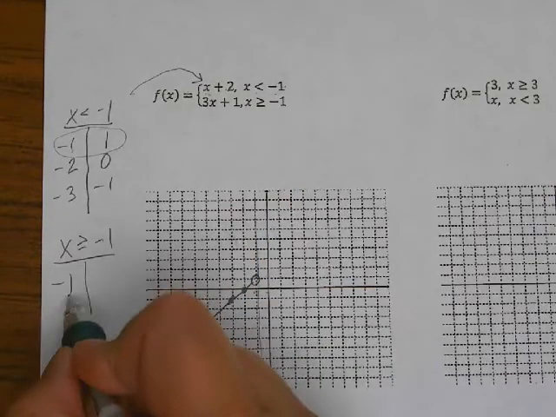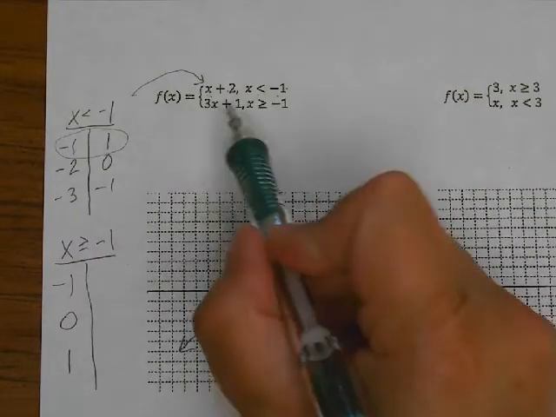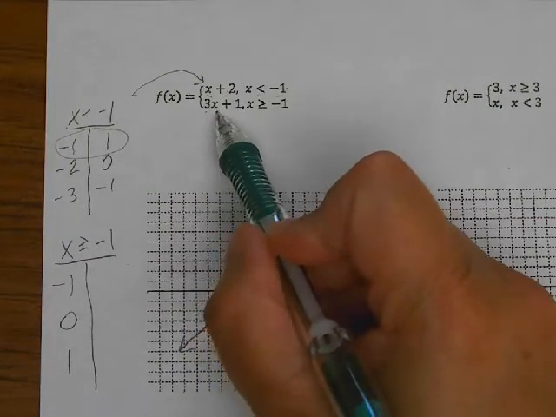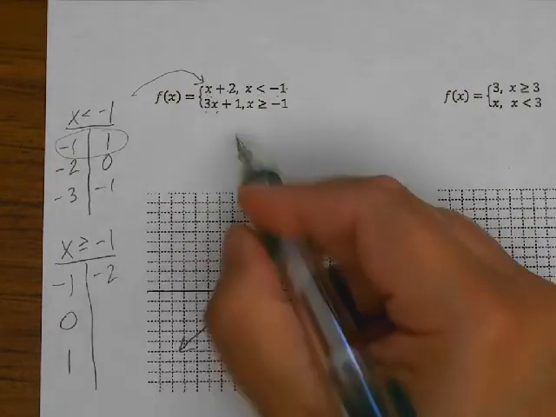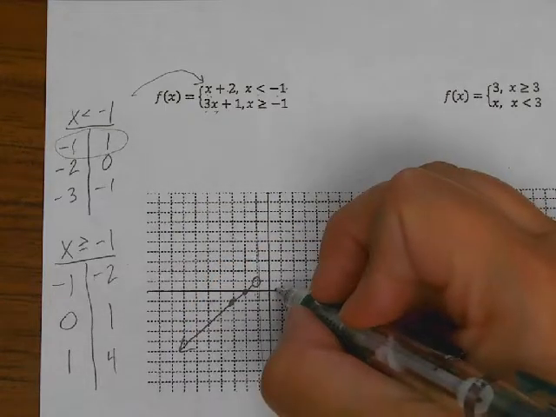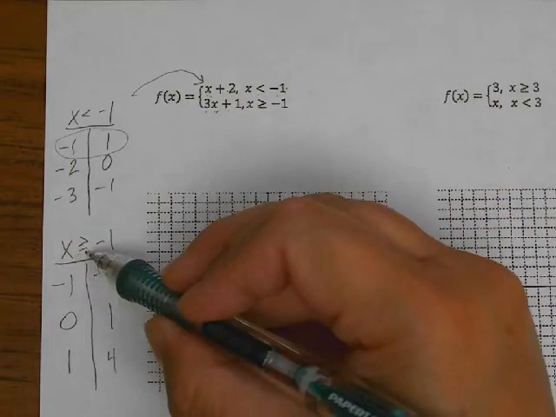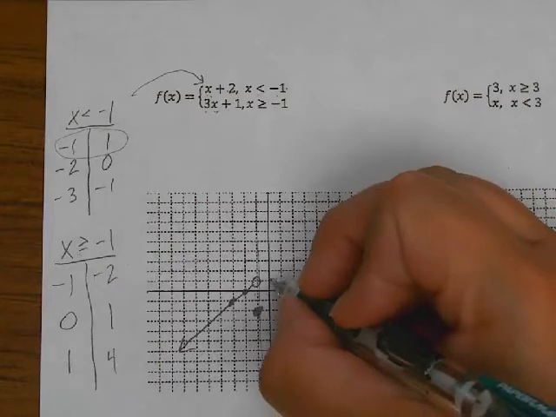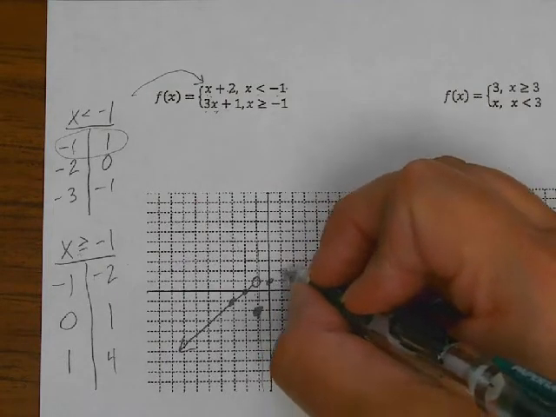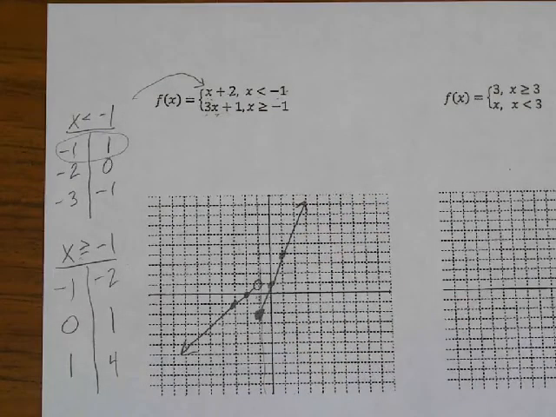Okay, I'm going to try -1 and some numbers bigger than -1, like 0 and 1. 3 times -1 is -3, plus 1 is -2. If I put in 0, I get 1, and if I put in 1, I get 4. So I'm at -1, -2, and that one's going to be a closed circle because it's got a bar underneath it. 0, 1, and 1, 4. It kind of looks something like this. Notice on each side of the line x equals -1, the graph goes away from that line.